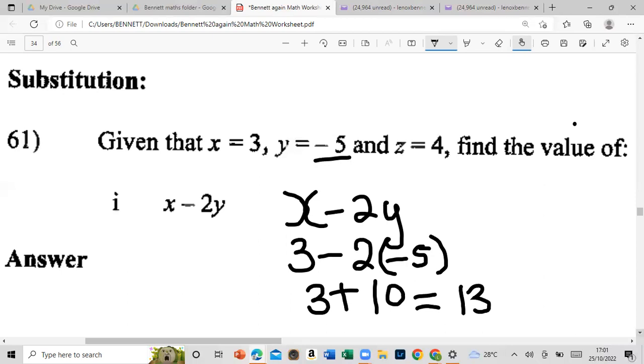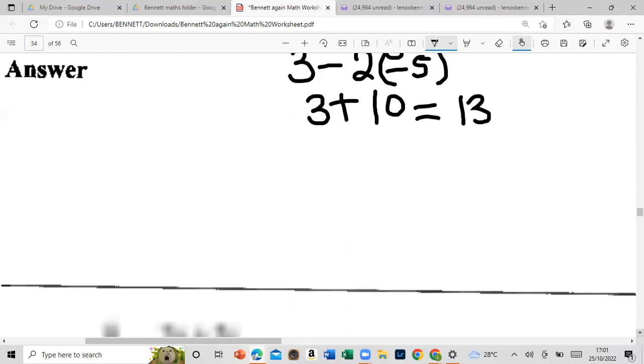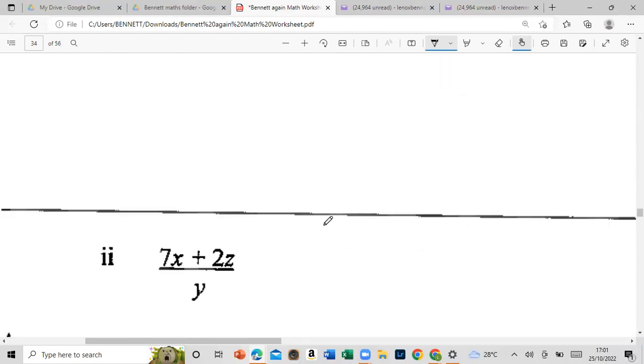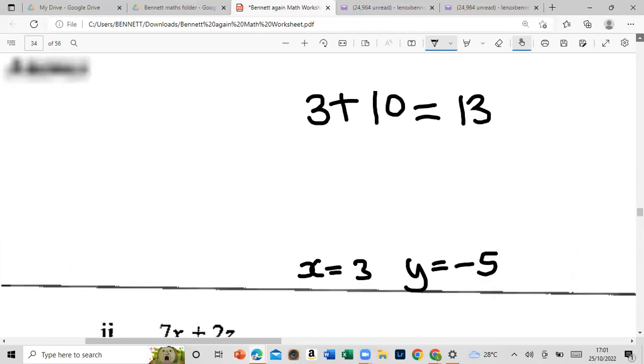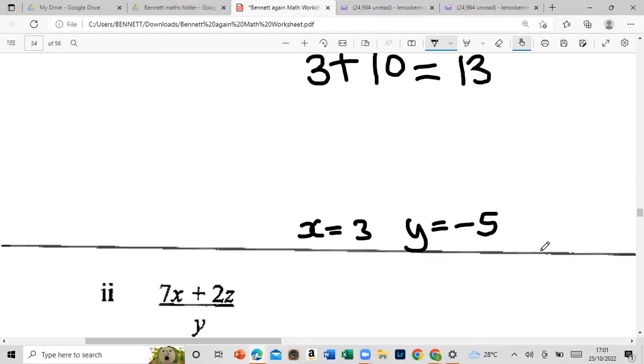Alright, let's look at the next. I think we are required to put the values down here. It's the same substitution. This is just part 2. So let me just put in x is equal to 3, y is equal to negative 5. But we'll go back up to find the value of z. Look at that, so z is 4. So x is 3, y is negative 5, and z is 4. We could just put it here for reference, so persons can see.